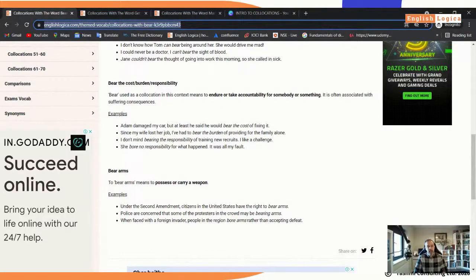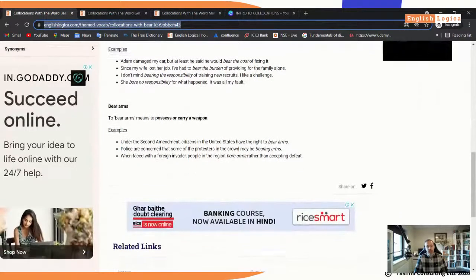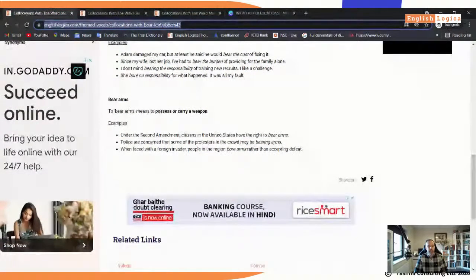Our next collocation with bear is to bear arms. To bear arms. And this means to possess or carry a weapon. So you're bearing something, as in carrying. So you can see the connection with the word bear, that you're bearing responsibility, you're bearing the burden. It's about carrying things, whether that's physically or figuratively. The meaning sort of carries through when you use bear.